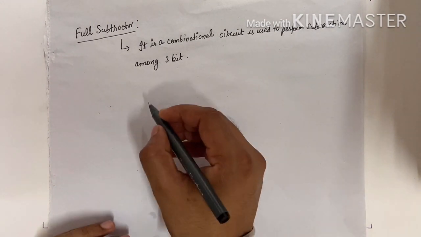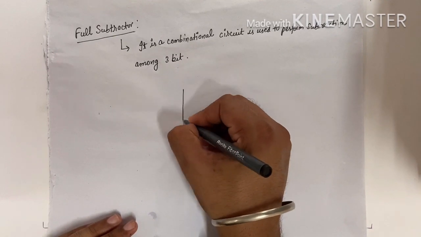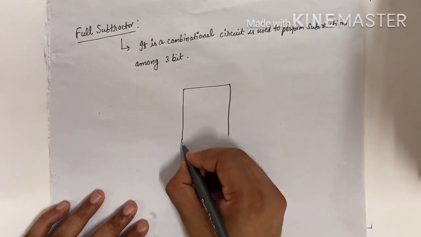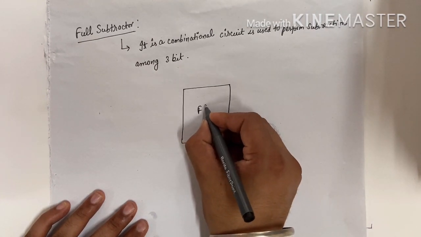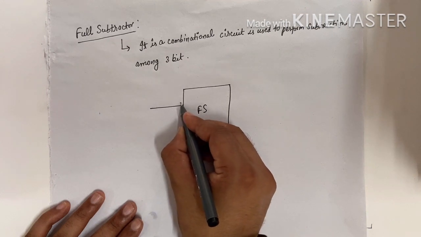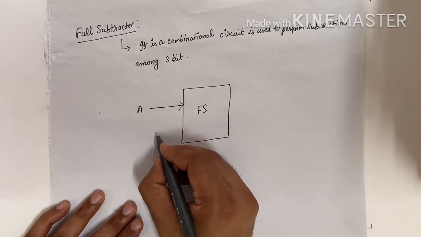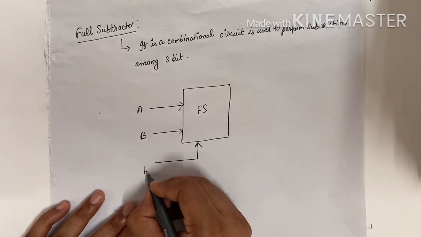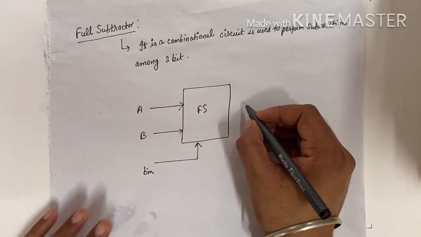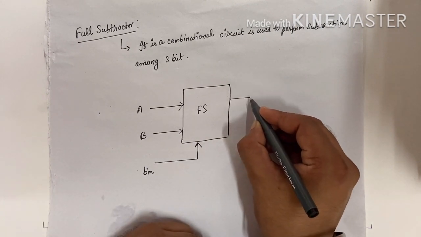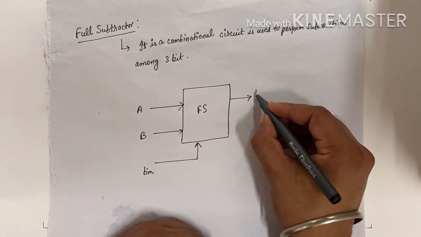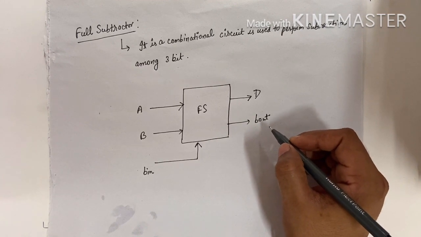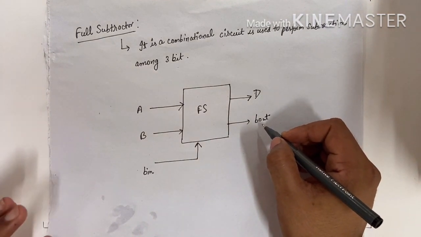Now we can see the block diagram of full subtractor. This is the block diagram of full subtractor, which is simply written as FS. In short form, we put A here, B here, and another bit we enter. This is the borrow input, which is considered initially as B input. Now we can see the outputs: difference D and B out, which is the borrow output. This is the block diagram of full subtractor.